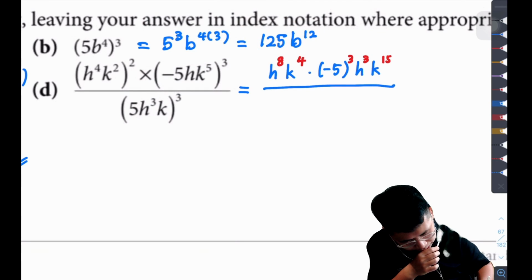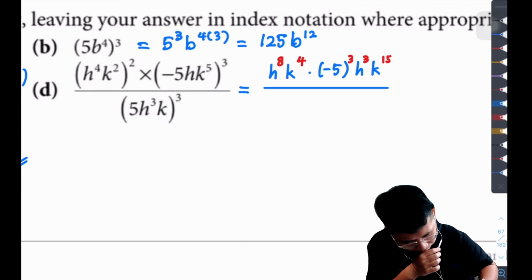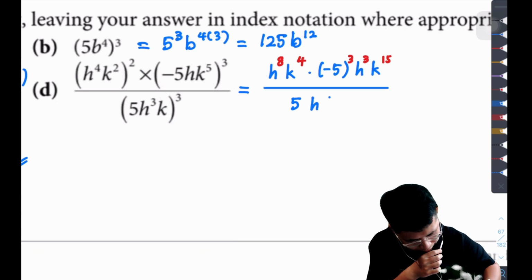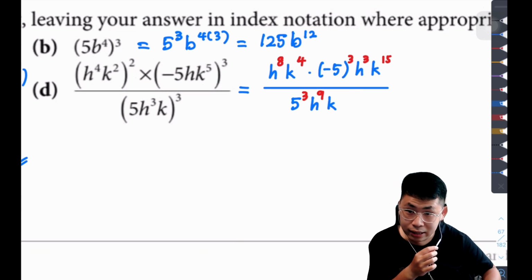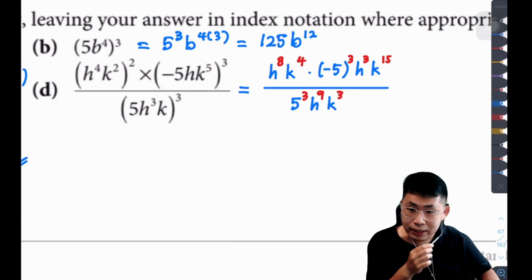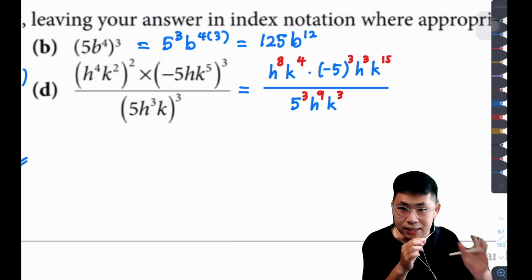Okay. Next, let's take a look at the denominator over here. We have 5, we have h, let me split h, we have k. Let's take a look at this. Now 5 cube, h cube, and k cube again, we have h to the power 9, and then k cube in total like this. Alright, so we have this thing going on here.